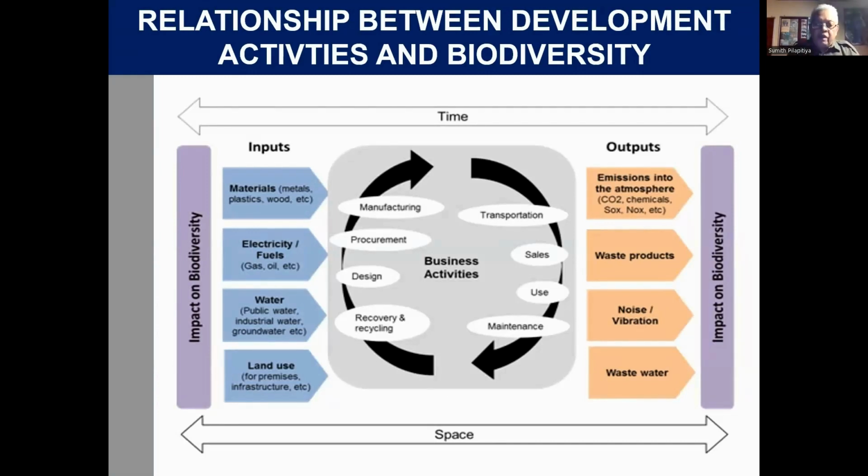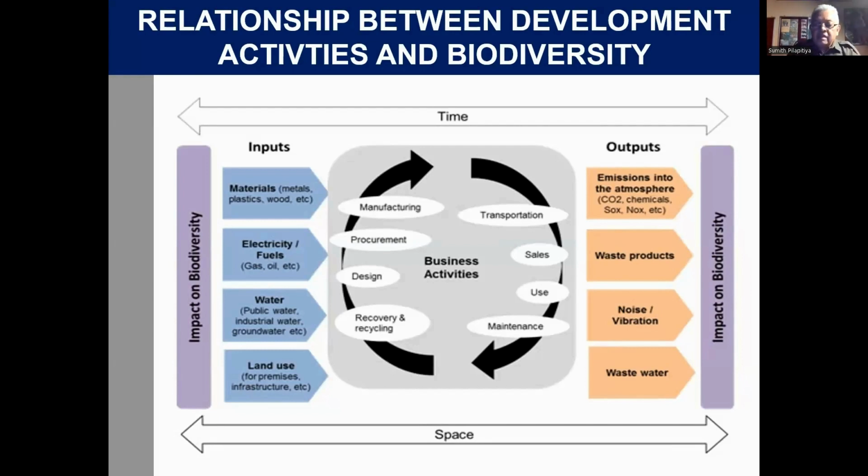Any type of business activity needs material inputs like metals, plastics, wood, etc. It needs electricity and fuel inputs. It needs water. It needs land use. So all these inputs have an adverse impact on biodiversity. Then we use these resources as inputs to our business activities.